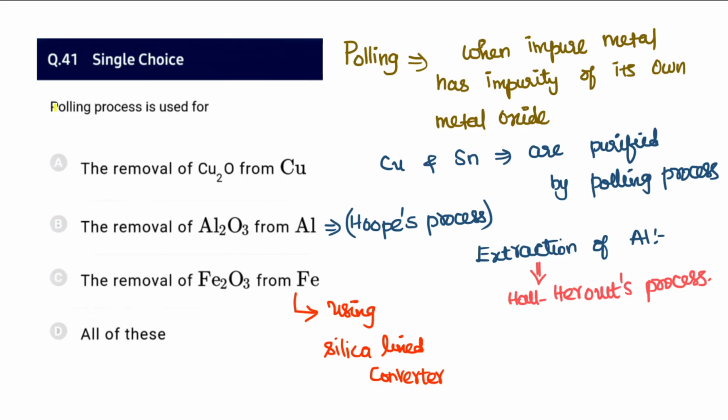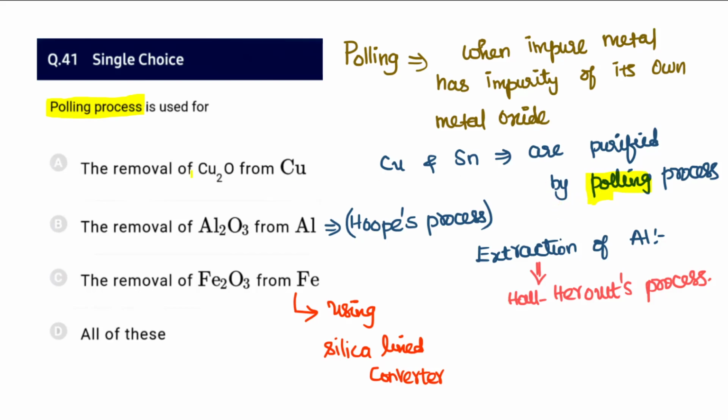And the Poling process, which is from metallurgy and beyond the scope anyway, but learn what the Poling process is. The Poling process is possible when the impure metal has impurities of its own metal oxides. Let's say, for example, if you want to purify copper, but copper oxide itself is an impurity, or tin oxide itself is an impurity, then the Poling process is used. So generally the Poling process is applicable for copper and Sn.